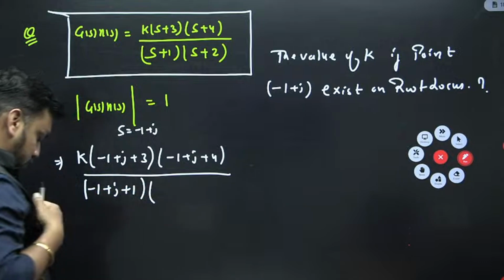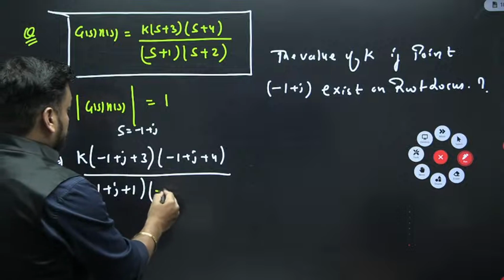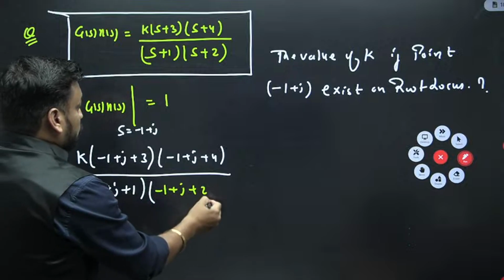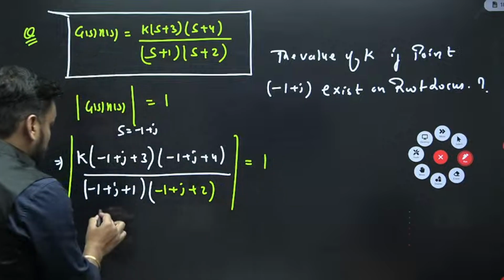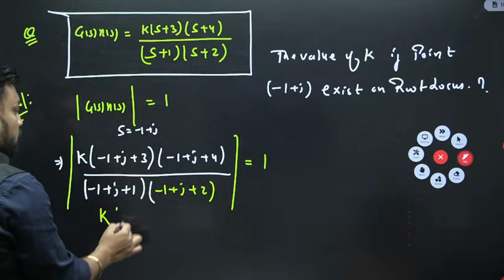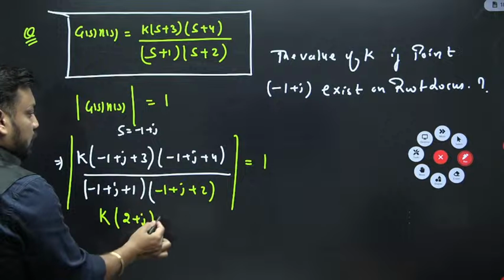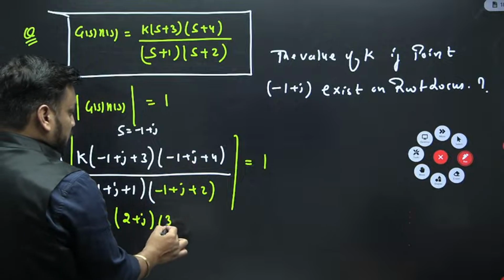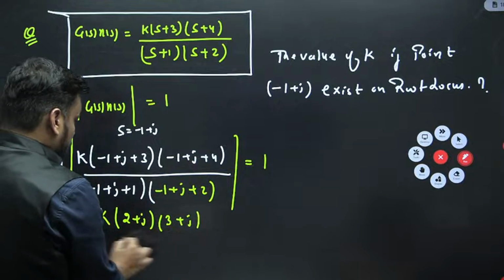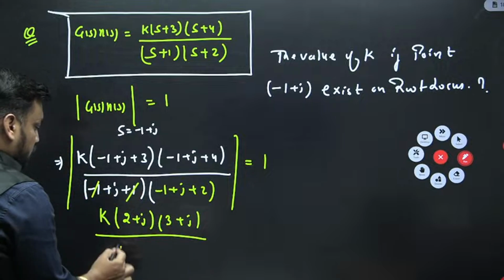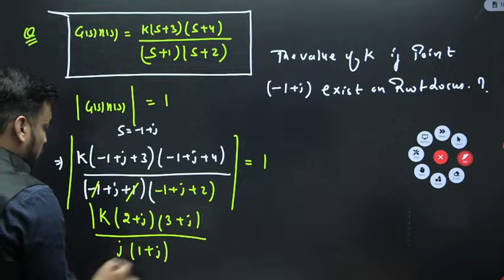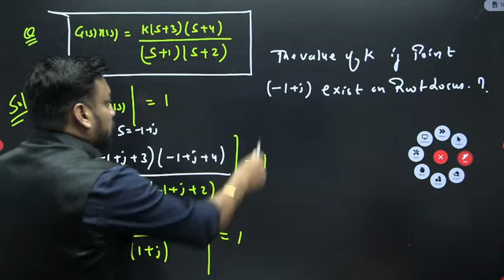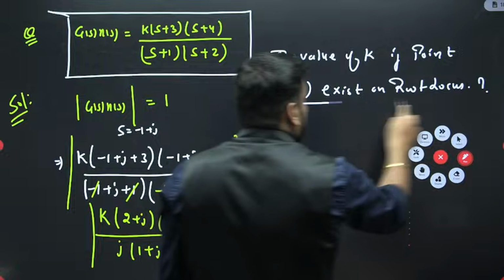Again here (-1+j+2), and this magnitude should be equal to 1. So here you will get K, 3 minus 1 is 2, so 2 + j, 4 minus 1 is 3 + j, upon this 1 gets cancelled, so here only j is left, and 2 minus 1, so it will be 1 + j. And this magnitude will be equal to 1 only. Is this crystal clear?